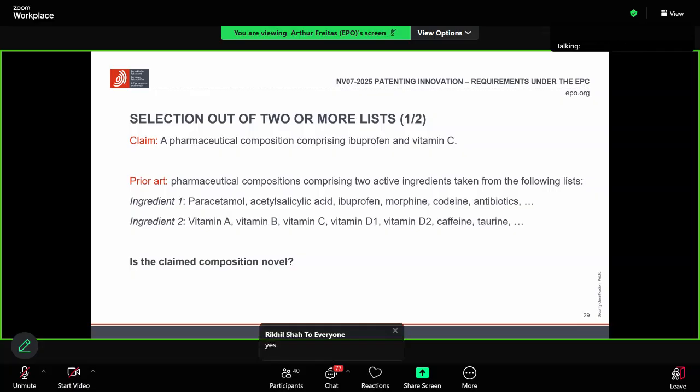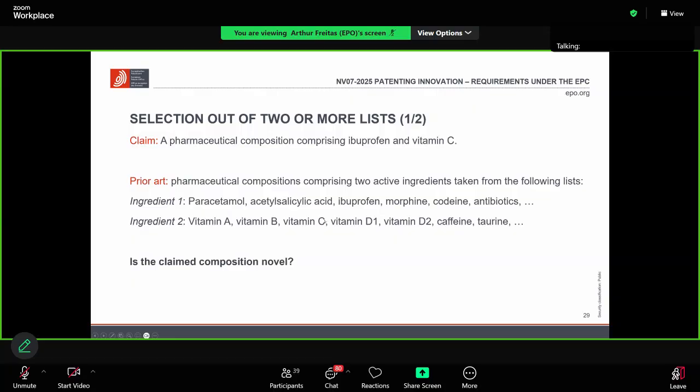Is the claim new? What do you guys think? Yeah, it seems that people are really on top. Yeah, the claim is not new. The claim is new, okay? The claim is new. Why is the claim new? Because, okay, I give it up. We have one document disclosing a pharmaceutical composition, disclosing ibuprofen and vitamin C. But here's the catch. The combination of ibuprofen and vitamin C is not disclosed. Remember, the claim here is claiming a very specific combination, ibuprofen and vitamin C. The combination is not disclosed.